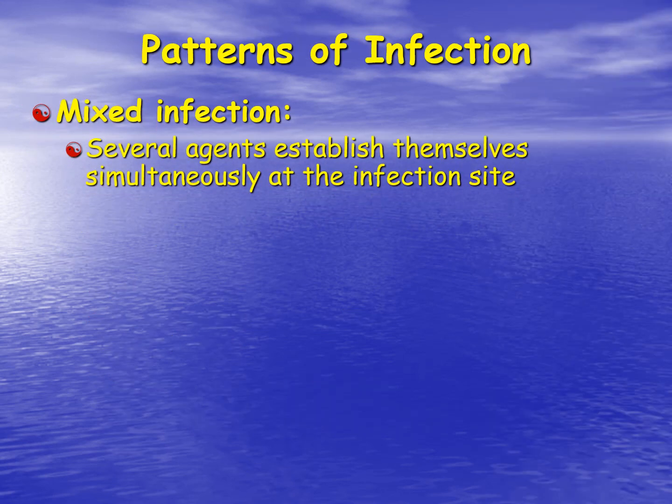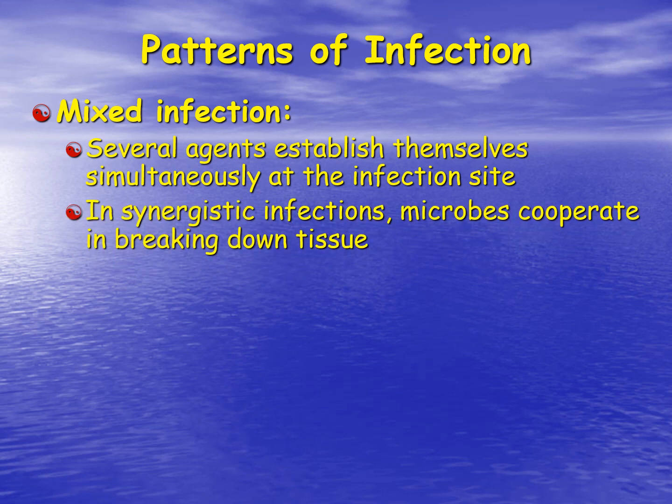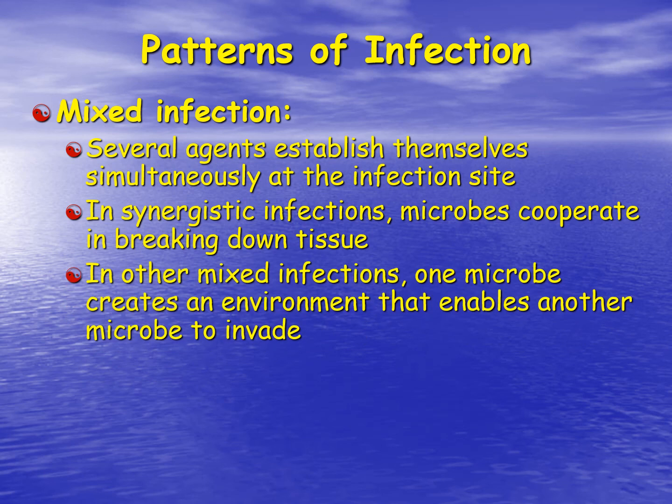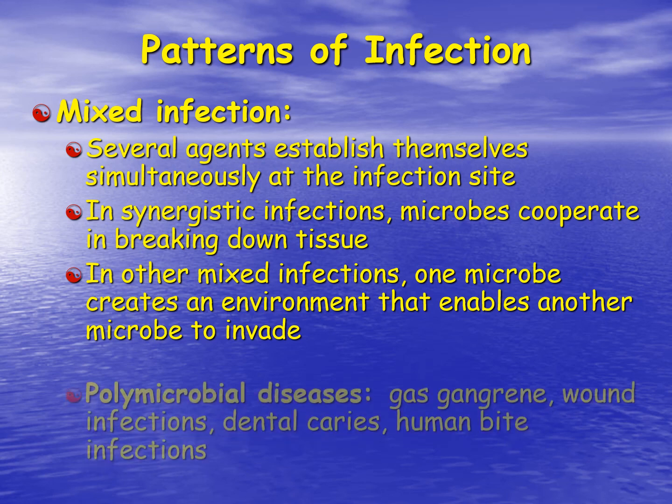Mixed infections is basically biofilm. Several agents establish themselves simultaneously at the infection site. In synergistic infections, microbes actually cooperate in breaking down tissues to allow others that don't have that ability to get through the tissue. In other mixed infections, one microbe may create an environment that enables another microbe to invade, and this is truly the formation of biofilms.